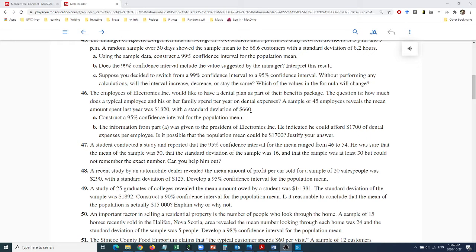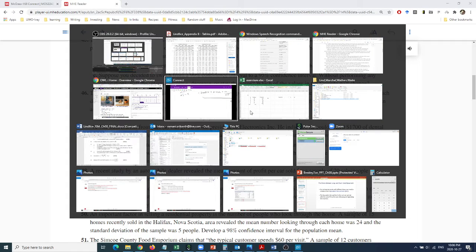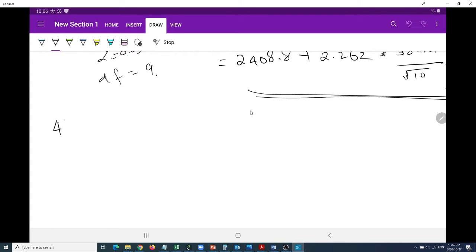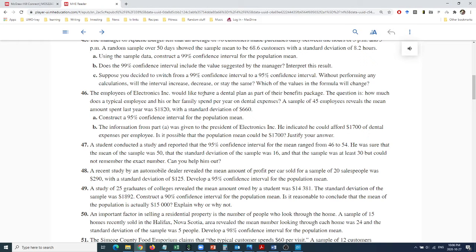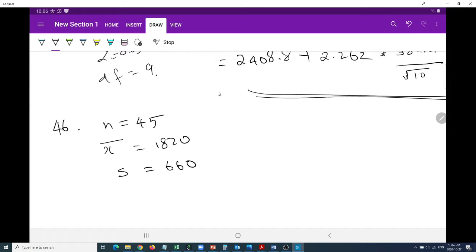Let's go ahead and do that. This was question number 46. Your n is 45, the sample mean was 1820, and the sample standard deviation was 660. These are the information which we got.